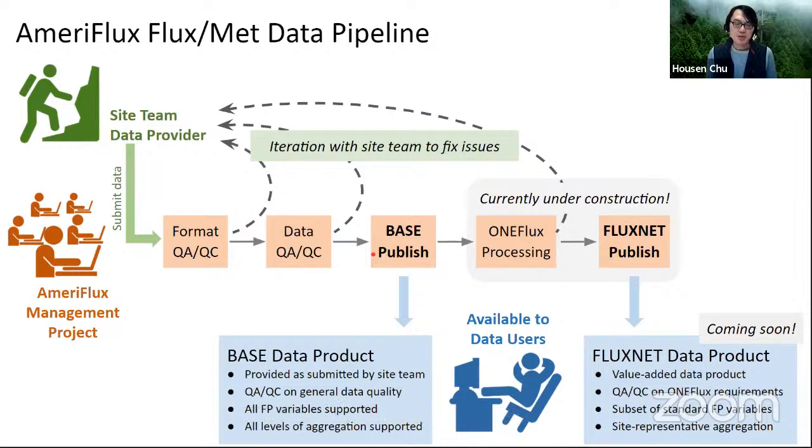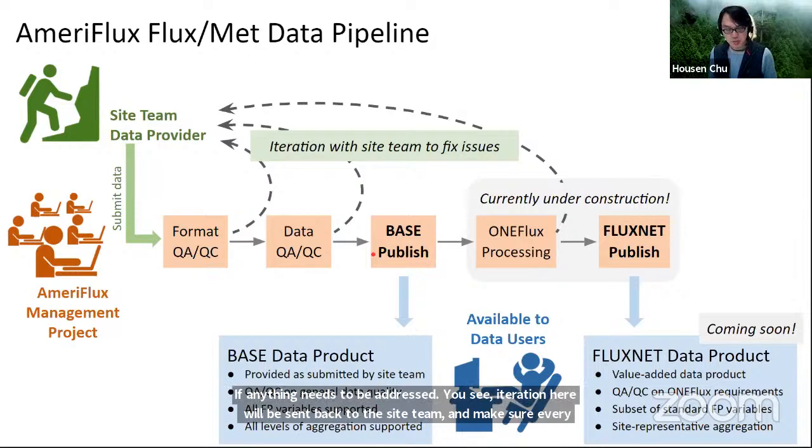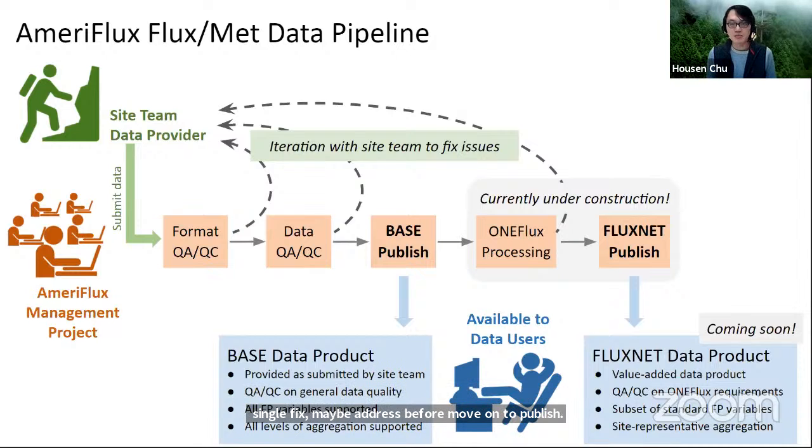Some ideas, a summary about the base data product. So the data is provided as submitted by the site team. Whatever variable, whatever processing, gap filling or not, if everything passed, we serve it to the data user. We focus on the general data quality, and all the FP variables will be supported. So there are many variables. We'll talk about that later. And base products support all kinds of aggregation. From a single sensor's data all the way to the layer aggregate value, we support it, okay?